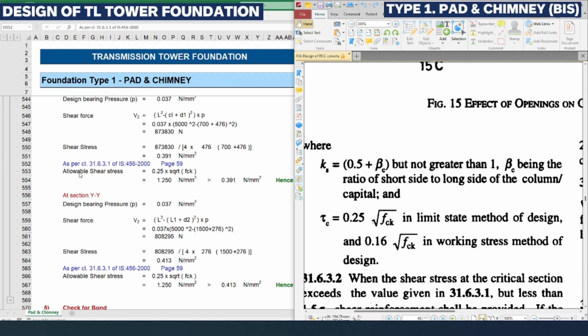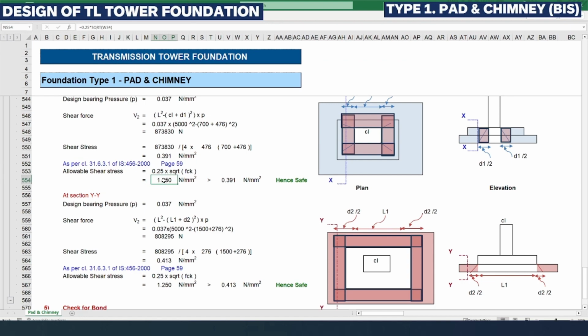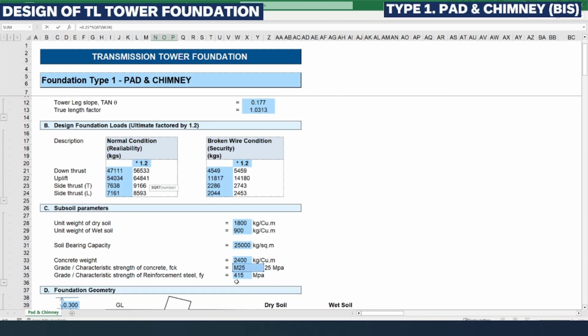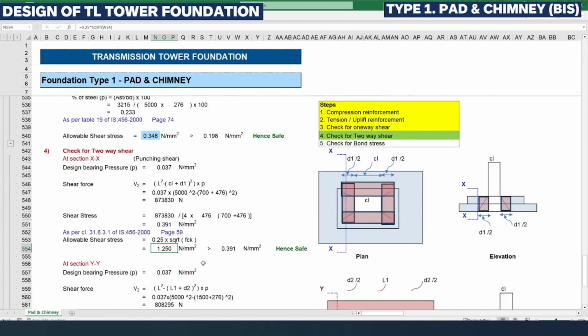Here in the Excel sheet you can see the allowable shear stress we have mentioned as 0.25 square root of fck. Considering Ks is 1, and fck we considered in our input as M25, that is 25 Newton per millimeter square, 25 megapascal, with 0.25 times the square root of fck we get 1.25, which is greater than the actual shear stress that occurred, hence it is safe.